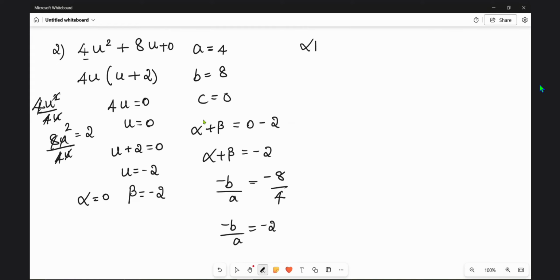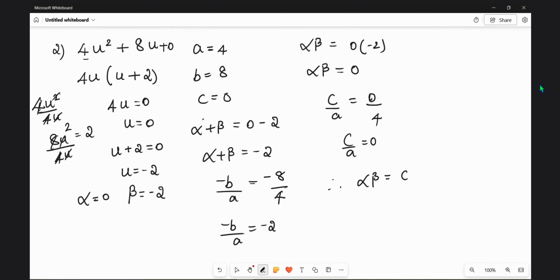Now alpha into beta is equal to 0 into minus 2. Anything multiplied with 0 will be 0. And c by a, c is equal to 0, a is equal to 4, so c by a is equal to 0. Therefore, alpha into beta is equal to c by a. Okay. So we have verified the relationship also.